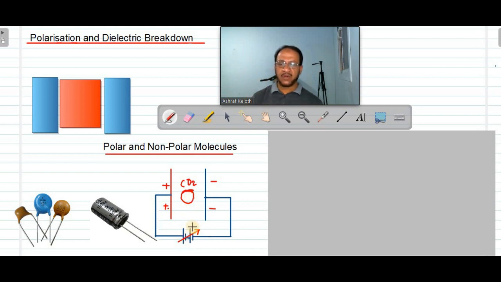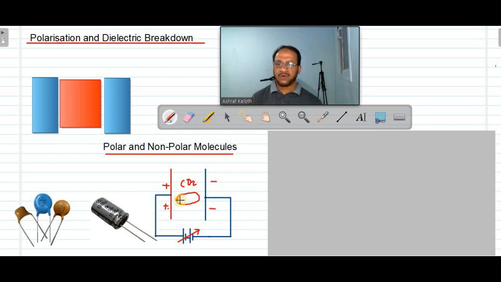Now suppose I am giving a potential difference between the two plates, and the carbon dioxide molecule is in between. If I keep on increasing the potential difference, what will be the change in the shape of the molecule? It will elongate, correct? The carbon dioxide molecule will elongate. Out of the particles inside the molecule, the positively charged nucleus and the electron cloud, in which direction will the nuclei shift, and in which direction the electron cloud?